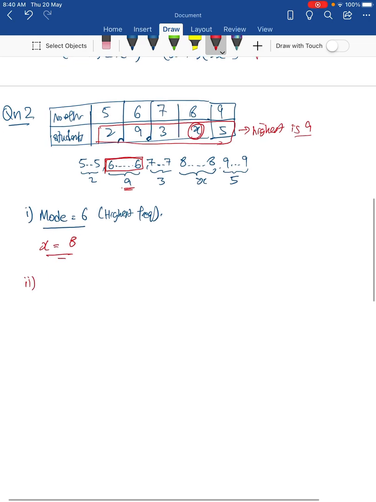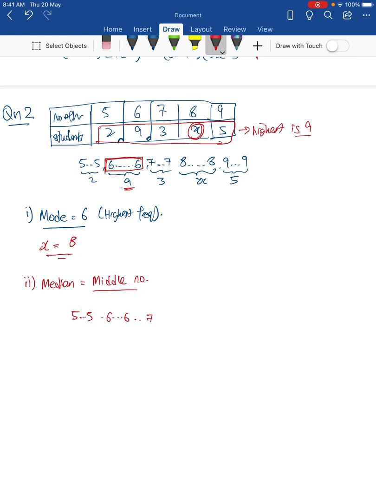For question 2, part 2, they give us the median. Must remember, what does median stand for? Median stands for the middle number, the one that's in the middle of all the numbers. They mentioned that the median is now 8. How do we solve this? I'm going to use the 5, the 6 and the 7.